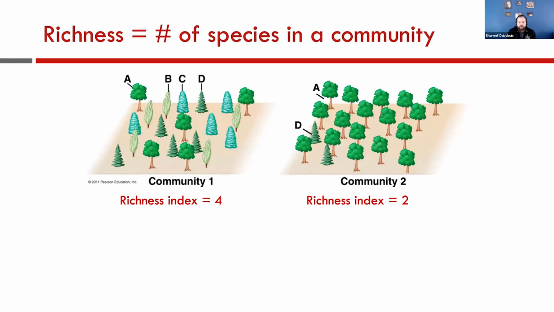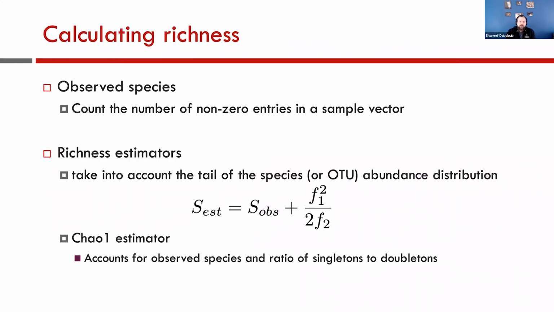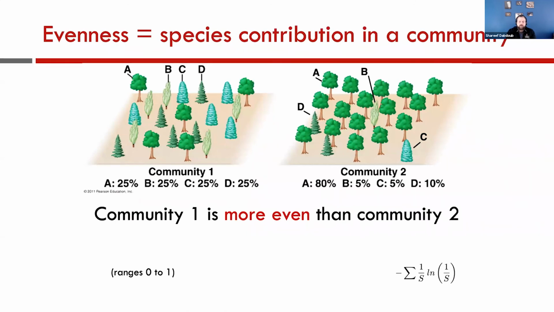So see here, community 1 on the left just visually has a whole bunch of different trees. You can see four different trees, A, B, C, and D, whereas community 2 is much less rich. It only has 2 trees, right? But not only that, as you can see in community 2, of the 2 types of trees, one of those types of trees is very dominant, which you don't see in community 1. So community 1 is richer because it has more different types of trees. But as we'll see, community 1 is also more even than community 2.